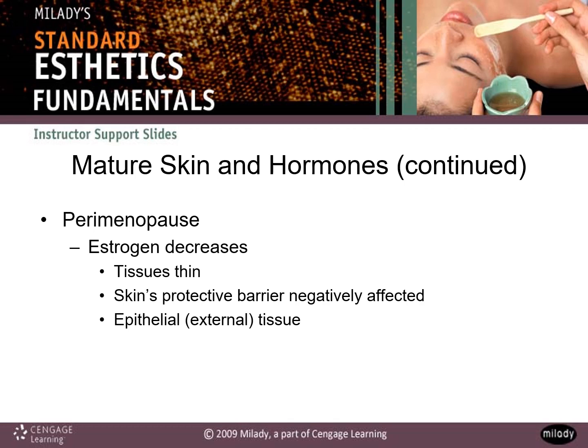As we get older, some women will become perimenopausal. So when this happens, our estrogen will decrease. With that decline, we will experience thinner skin tissue. Our skin's protective barrier will be affected, and epithelial tissue will also be impaired.